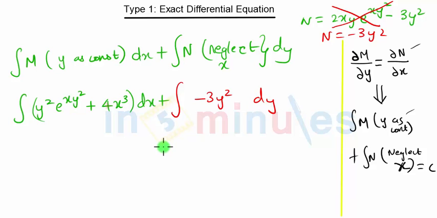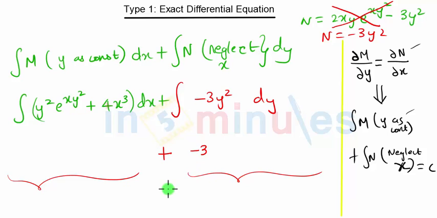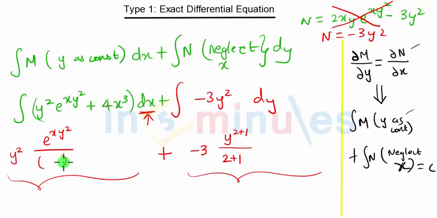So now we are going to do integration. So integration of this term and integration of this term. Integration of this term is very easy. Minus 3 is constant, so it can be taken out of the integration sign. What is integration of y square? Integration of y square is y raised to 2 plus 1 upon 2 plus 1. Similarly, here we have to integrate with respect to x, and we will consider the y term as a constant. So y square will remain as it is. What is integration of e^(x y square)? It will be e^(x y square) upon the constant. In this case, the constant is y square.